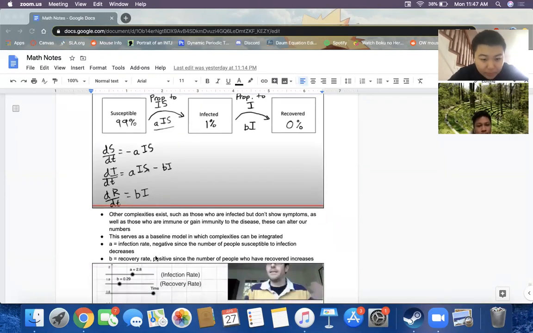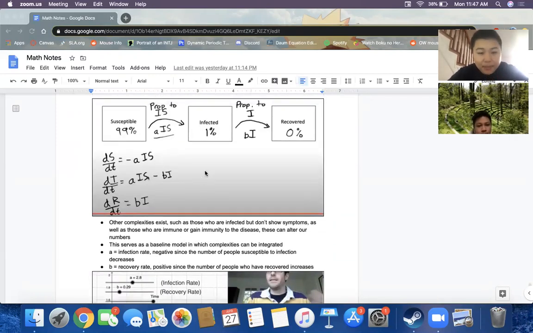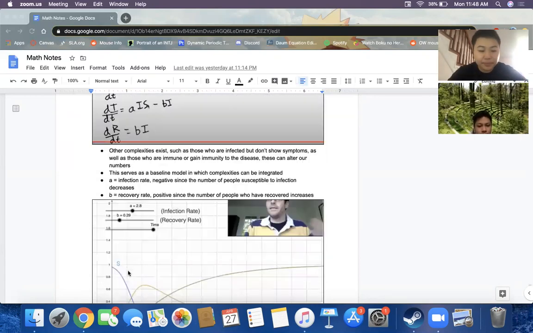And again, A is the infection rate, and here for susceptible it's negative, since the number of people who are susceptible to infection decreases over time. And then B is the recovery rate, and it's positive because the number of people who eventually recover is just going to go up over time.